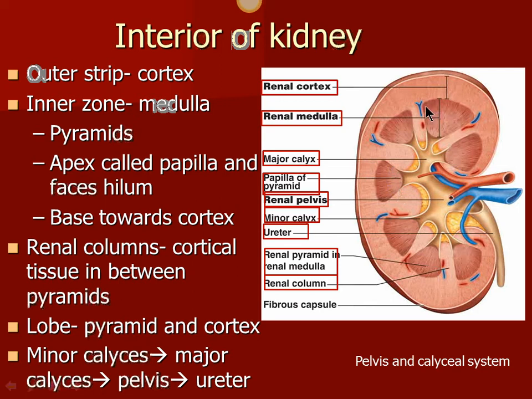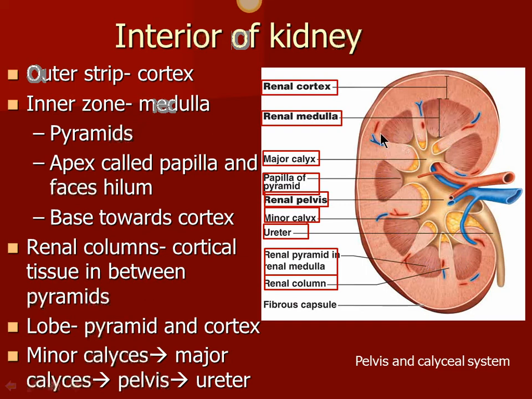And you can see this has a base which faces the cortex and an apex which faces towards this part of the kidney, which is called the hilum. So it faces that. The apex of this pyramid is also known as the papilla. So it's called the papilla. You have about 8 or 10 of these pyramids.